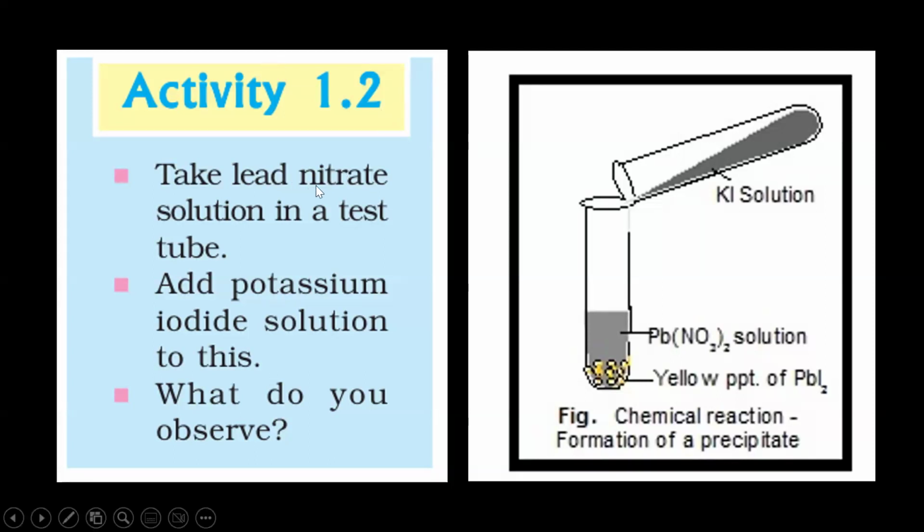You are asked to take lead nitrate in a test tube and to add potassium iodide solution into it. What will you observe? See here, on adding potassium iodide into a solution of lead nitrate, a yellow precipitate is formed due to the formation of lead iodide. Here the potassium iodide will react with the lead nitrate and it will result in the formation of lead iodide. That lead iodide will be in yellow color. So that yellow color precipitate is formed.